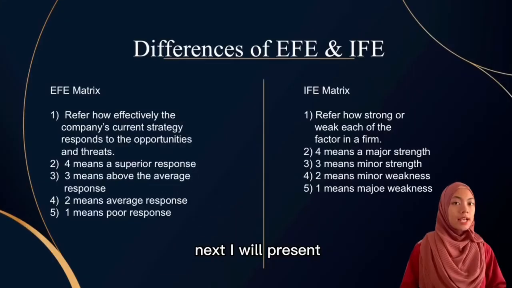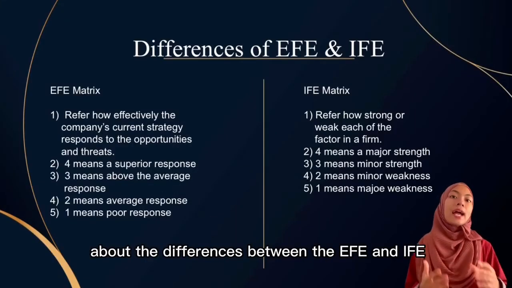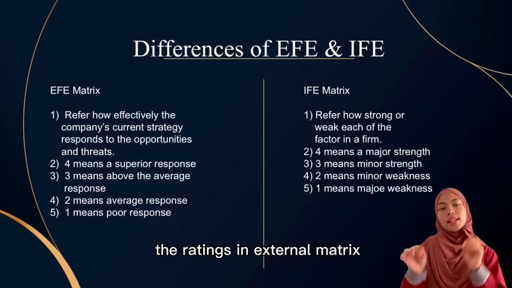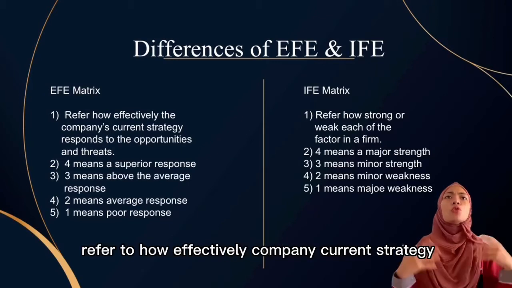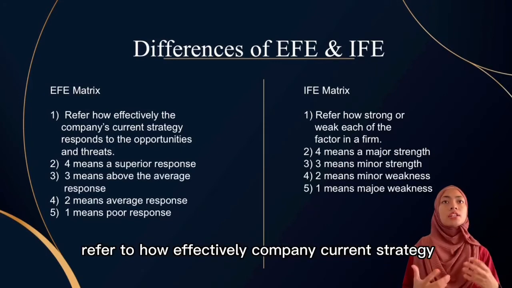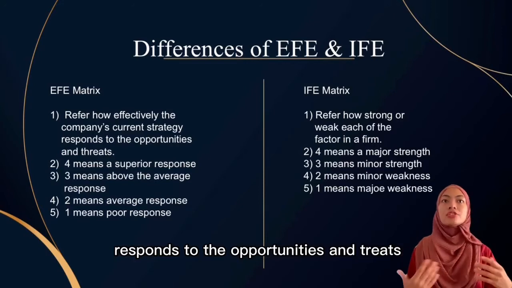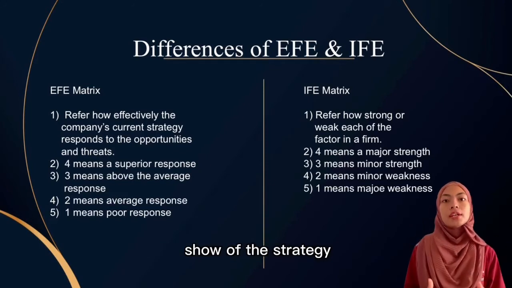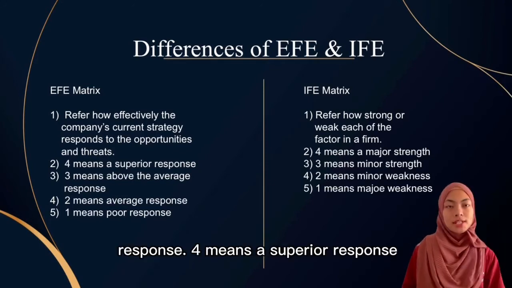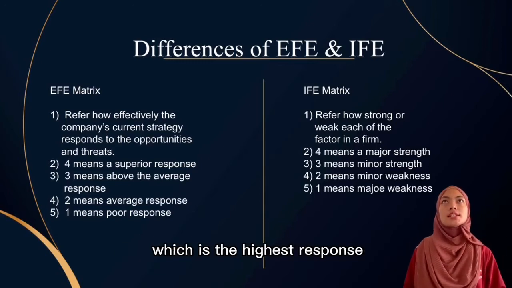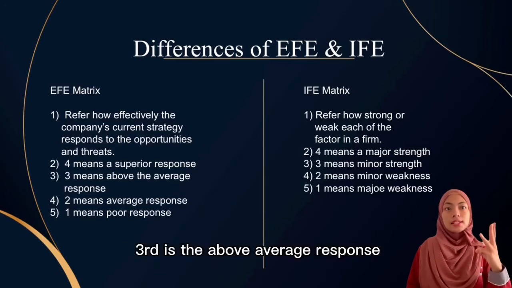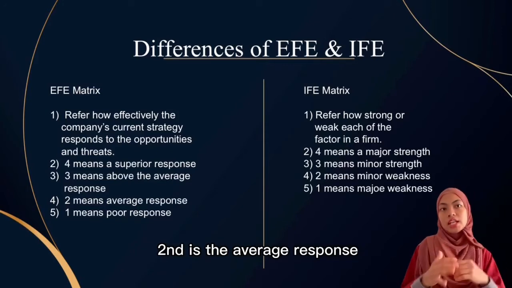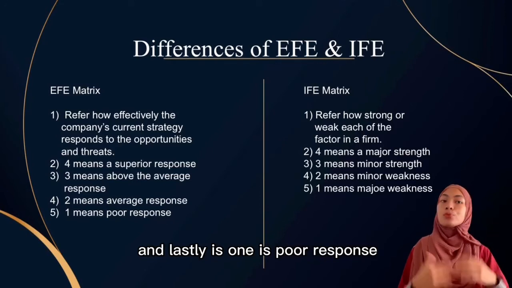Next, I will present about the differences between the EFE and IFE. Okay, I will start with the EFE. The ratings in the external matrix refer to how effectively the company's current strategy responds to the opportunities and threats. The number range from 4 to 1 shows the strategy response. 4 means a superior response, which is the highest response. 3 is an above average response. 2 is an average response, and lastly 1 is a poor response.